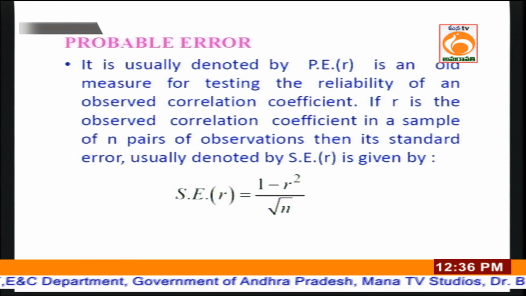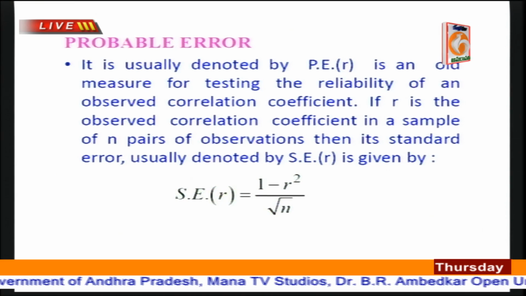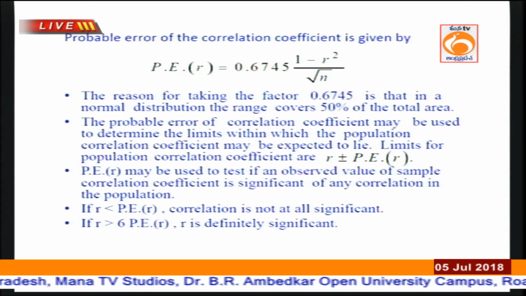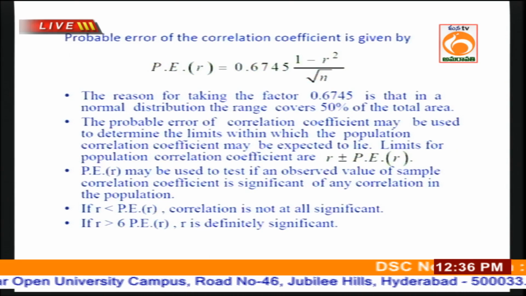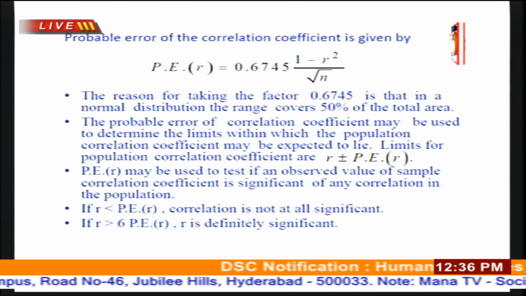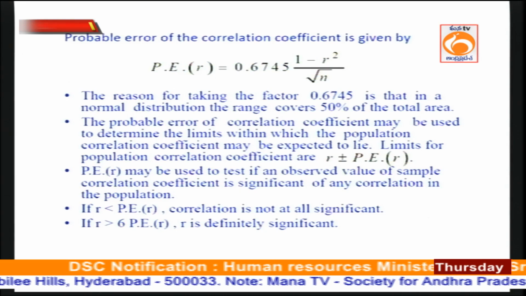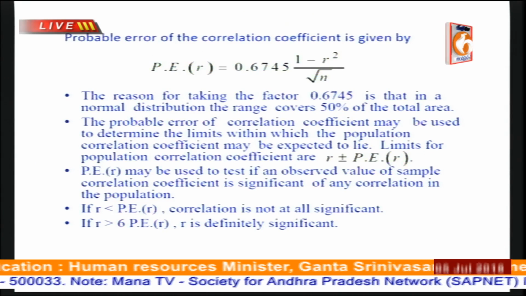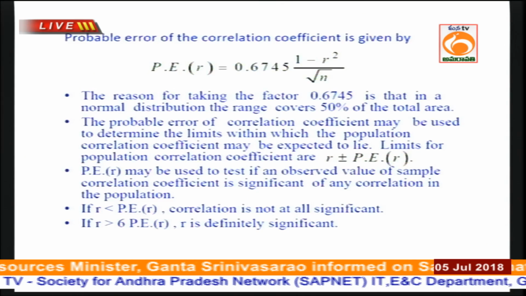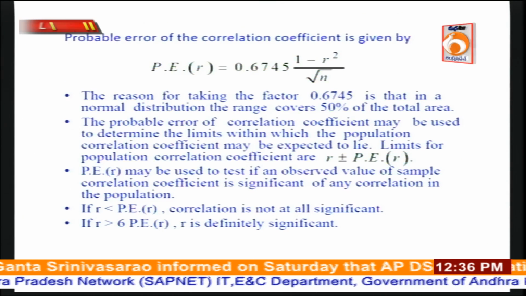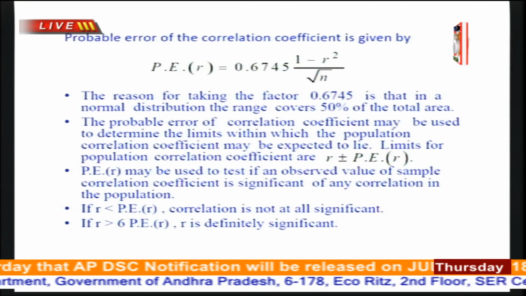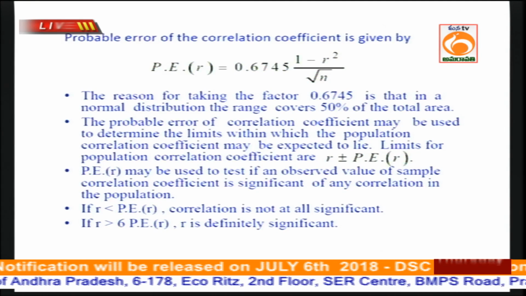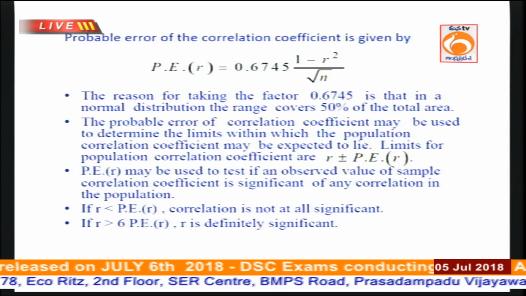So using this formula we have to calculate the standard error of correlation. After that, the probable error of the correlation coefficient is given by P of R equal to 0.6745 times (1 minus r square) by root n. This is the formula for measuring the probable error, and using it we calculate the probable error.